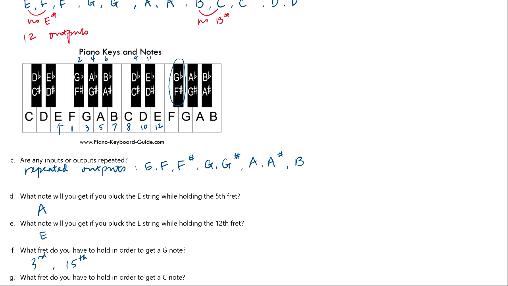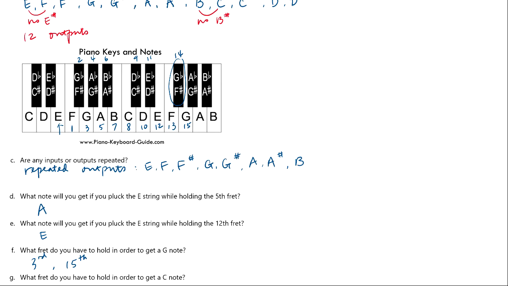And if you want to check your answer, we can keep the numbering going on the keyboard. To get the G note, we can also hold down the 13th fret while plucking the E string. 14 here, 15 is what we will get if we want to use a G note in this case.